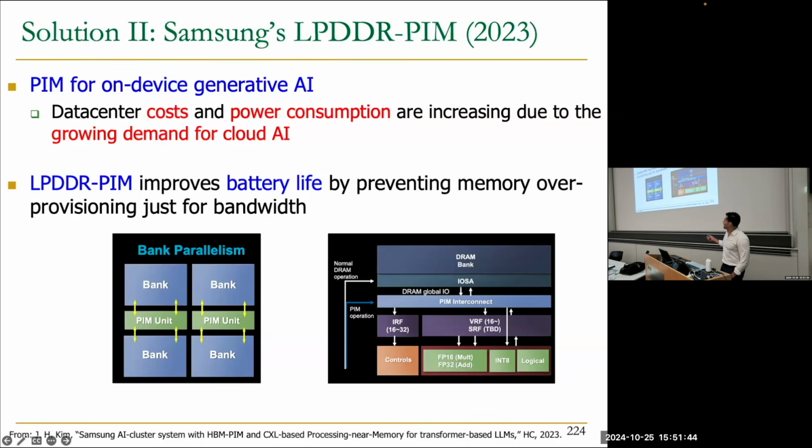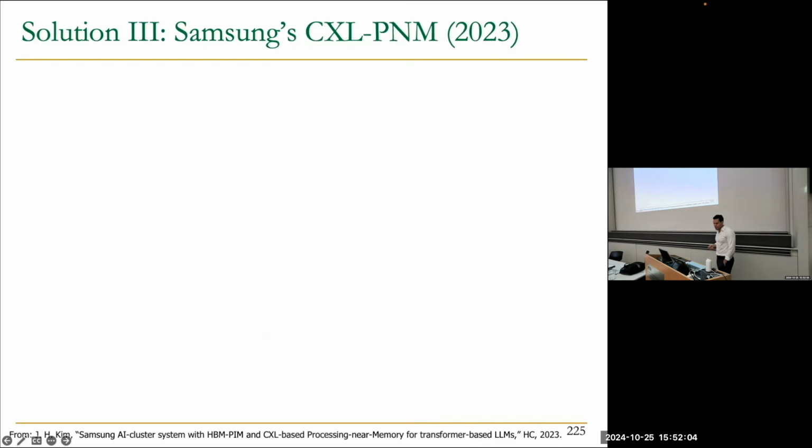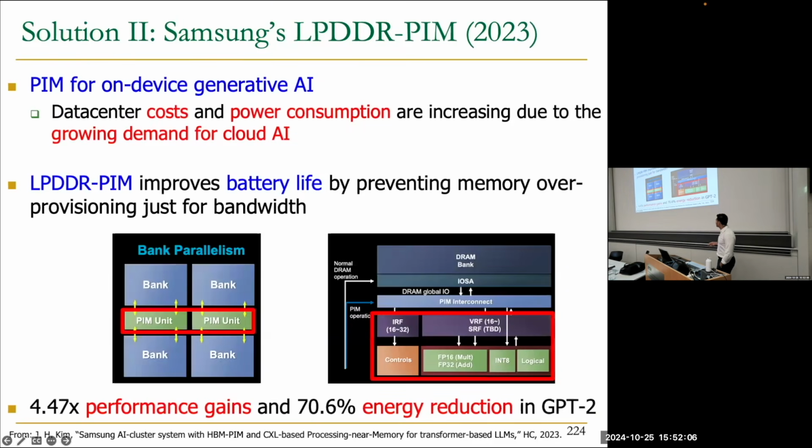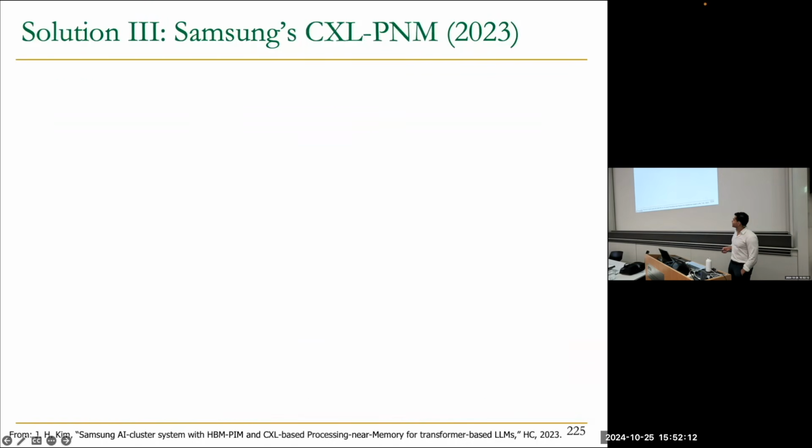So even though the memory technology is different, the architecture of the PIM units is exactly the same. So some control, some floating point multiplier and addition, the PIM units are shared across the different DRAM banks. So they follow exactly the same organization, just changing the memory technology. And again, they show some performance and energy gains compared to running the GPT-2 inference on their system.